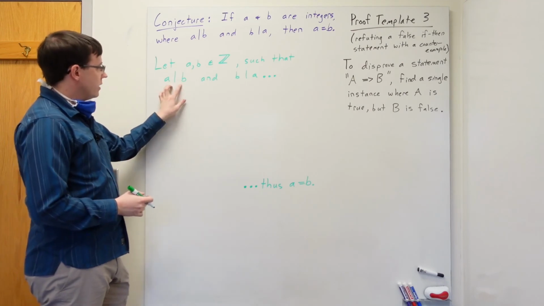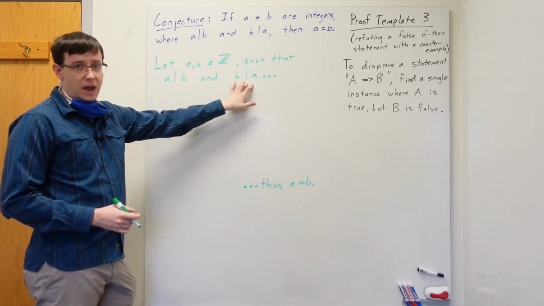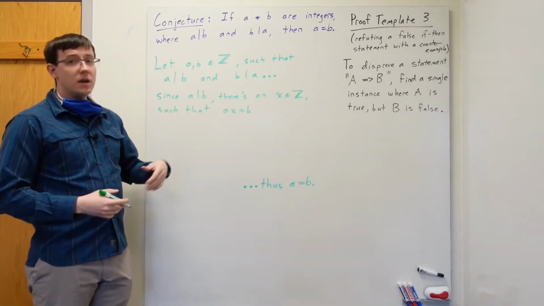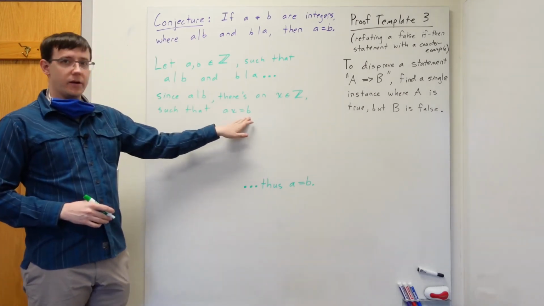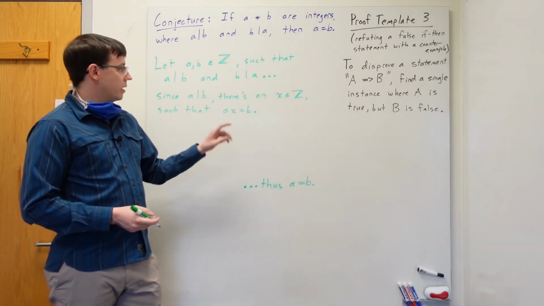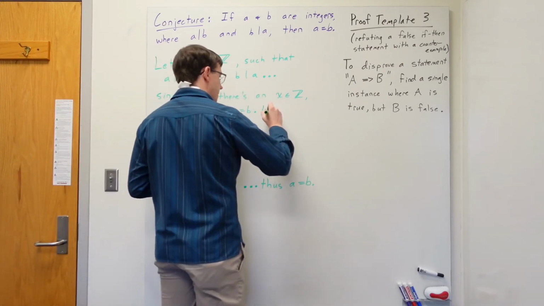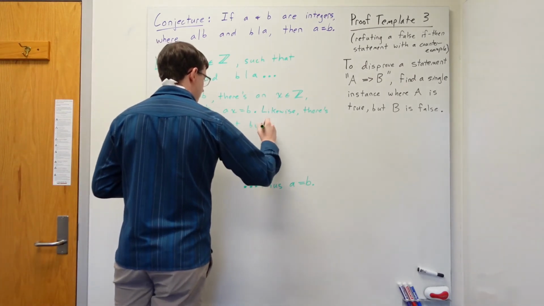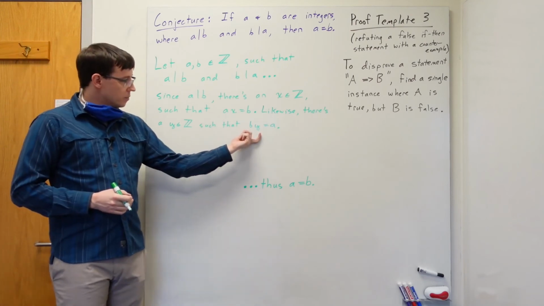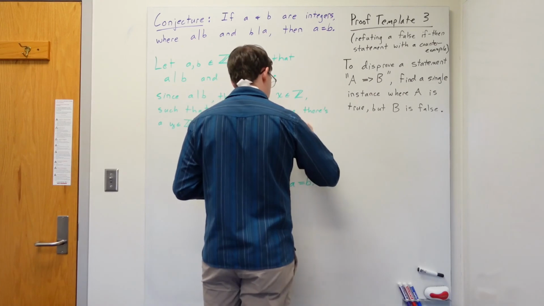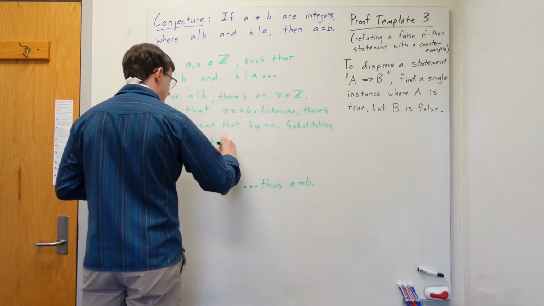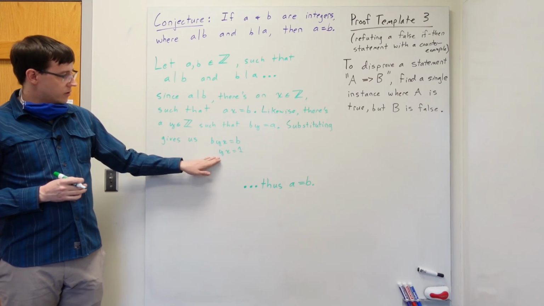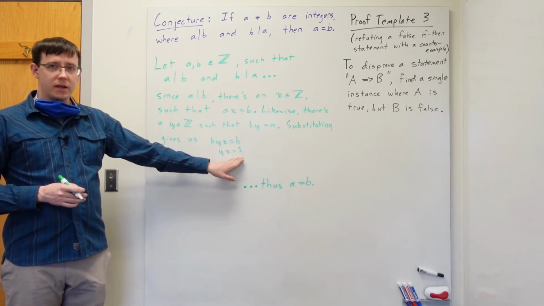And now we can start unraveling the definitions. A divides B and B divides A. So there's some integer x that we can multiply by A in order to get B. And there must also be an integer that we can multiply by B to get A. And now we could substitute B times y in for A. And now we can simplify, dividing by B. And so now we have two integers x and y that multiply to give us 1.